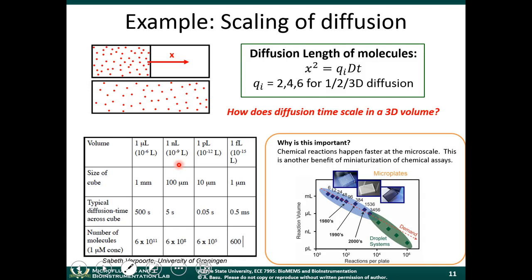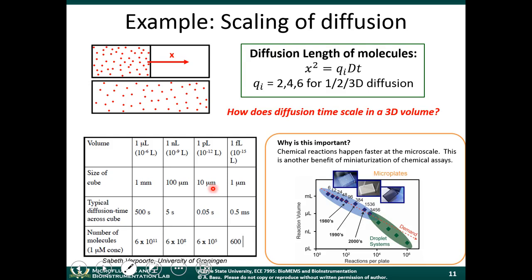So you can see the effects of that here. The typical diffusion time across a 1 millimeter cube is 500 seconds. We go down by a factor of 10, it shrinks down to 5 seconds. We go down by another factor of 10, it goes down to 0.05 seconds, so 50 milliseconds is the diffusion time. And then if you go down to even 1 micron size cubes, which gives you femtoliter volumes, this gives you diffusion times of half a millisecond. Okay, so quite small.